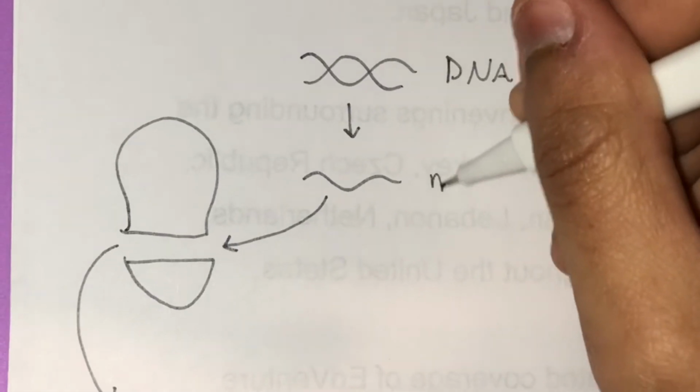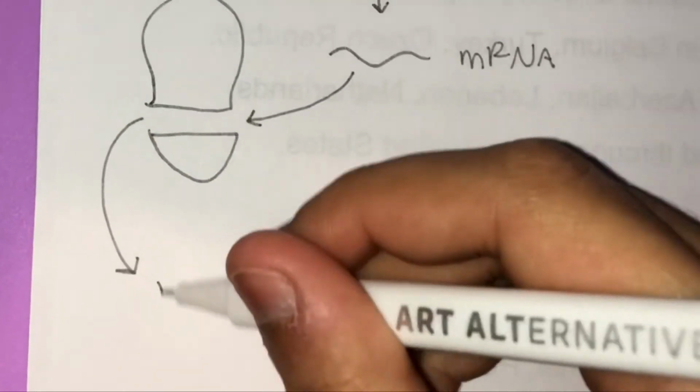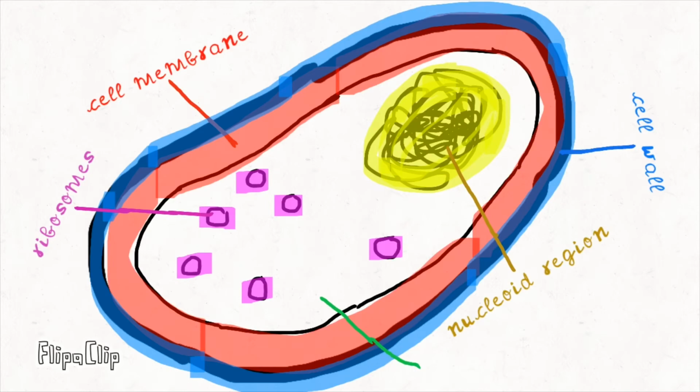After DNA is transcribed to make mRNA, the ribosome's large and small subunits bind to the mRNA to translate it into protein. Both the nucleoid region and the ribosomes are located in the cytosol, which is a jelly-like fluid that fills the cell. In the cytosol occurs DNA replication and protein synthesis.